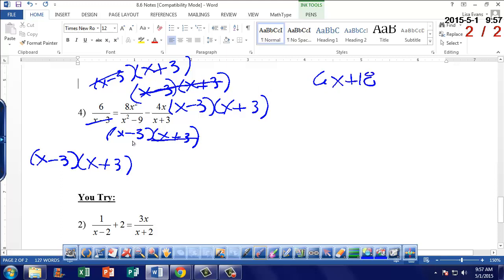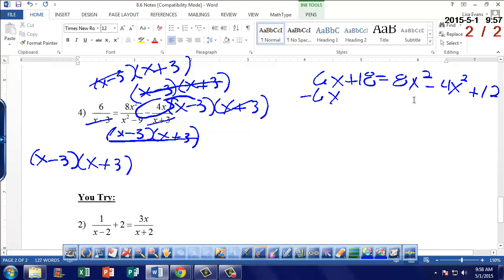This one, the whole thing cancels, and I have just 8x squared. This one, the x plus 3 cancels. Now be careful, there's a negative. So you're going to multiply negative 4x times both of these terms. So we get negative 4x squared plus 12. Okay, now I'm going to go ahead. I'm going to leave this positive, so I'm going to move my 6x over, and I'm going to move my 18 over. Okay, so on the left, I end up with 0.